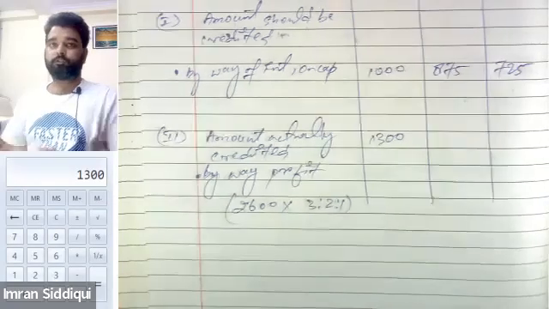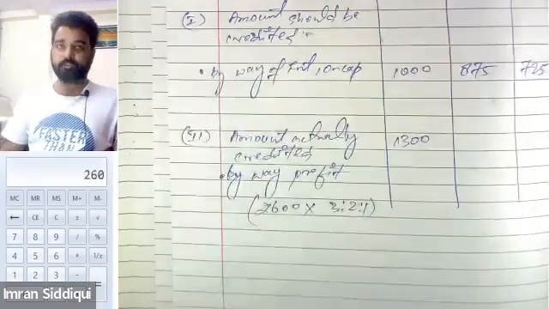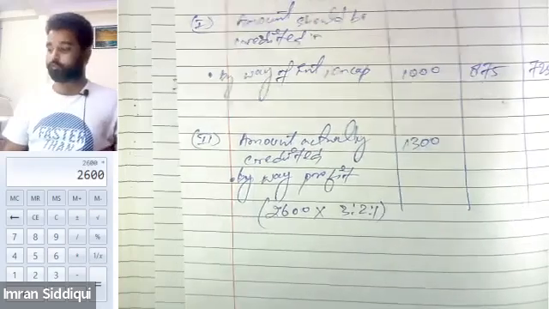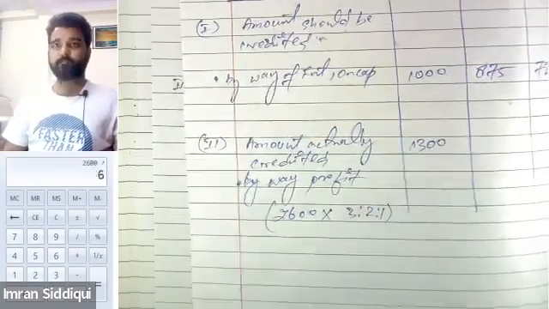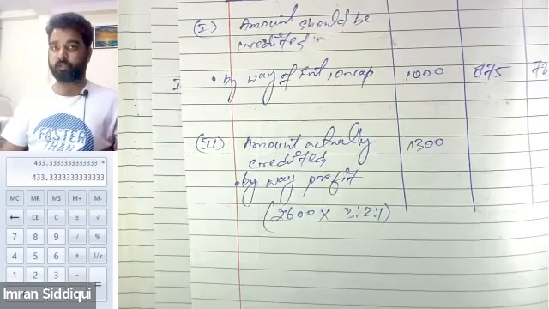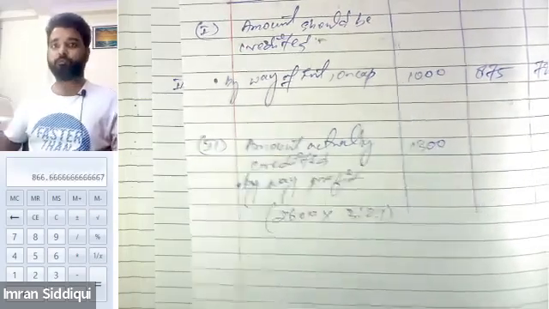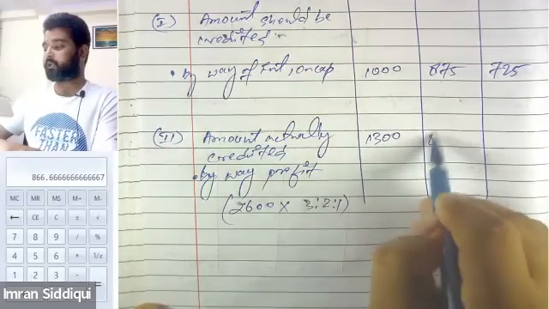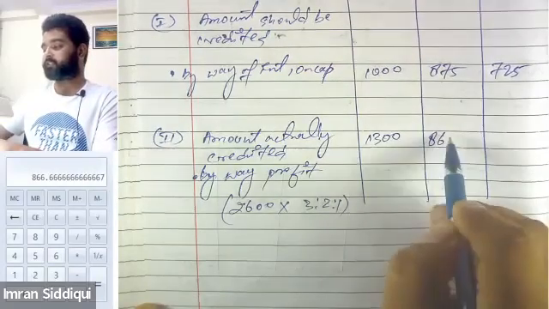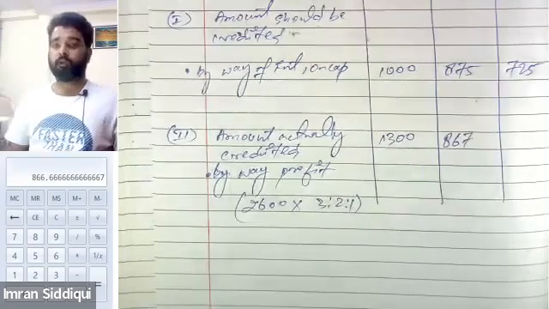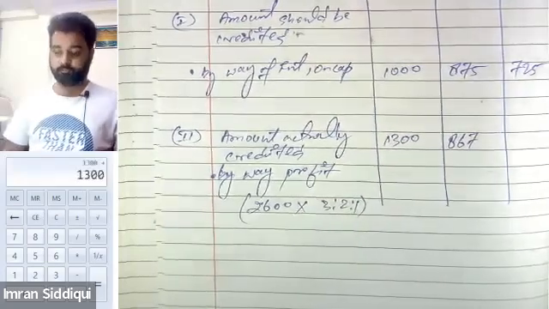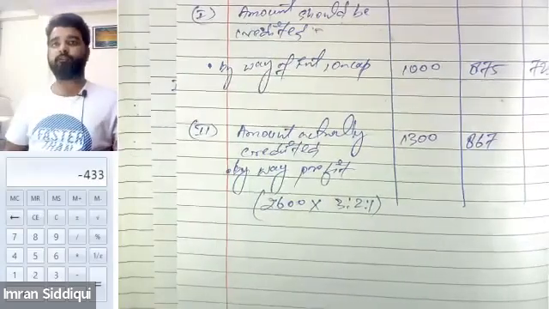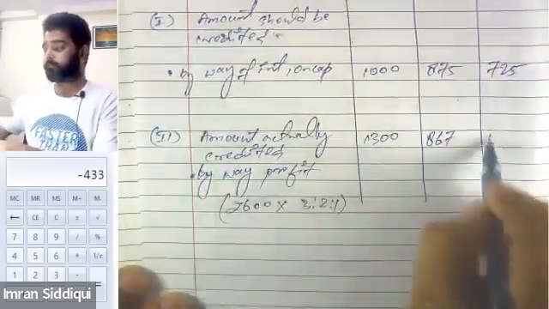Okay. So now we will calculate the share of profit for Q. 2,600 divided by 6, multiplied by 2, it will be 866.66. So we can round it off as 867. And 1,300 plus 867 subtracting 2,600, we will get 433.